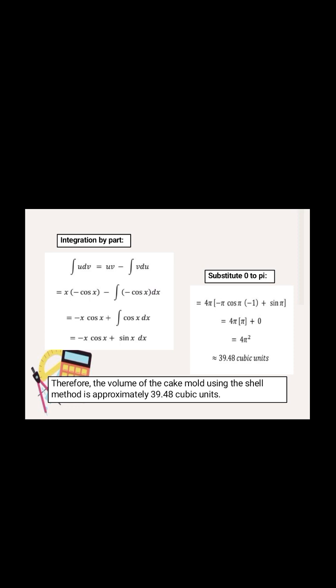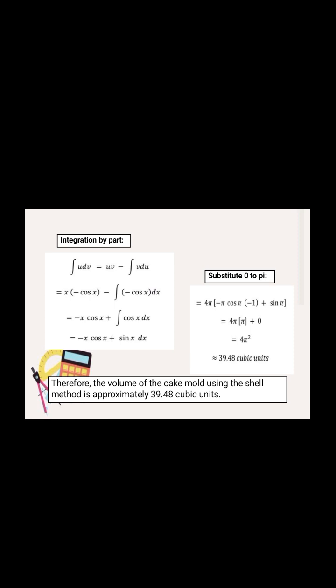So we have here the integral of x sine x equals negative x cosine x plus the integral of cosine x dx. Simplifying, we got negative x cosine x plus sine x. Now we plug back into the volume expression. V equals 4 pi times the quantity of negative x cosine x plus sine x.